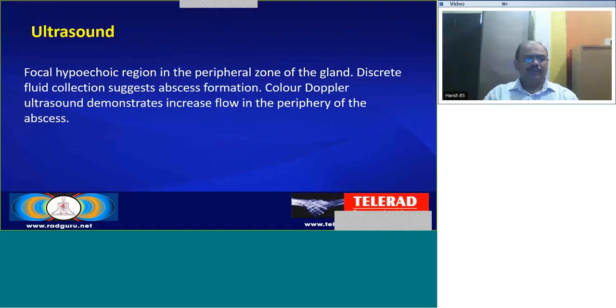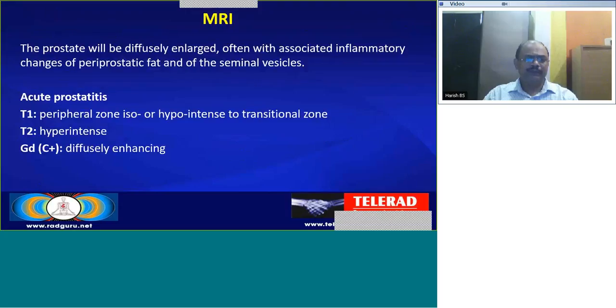Ultrasound demonstrates the abscess as a focal hypoechoic area in the peripheral zone of the gland. Discrete fluid collection would suggest abscess formation. The prostatitis will appear as increased vascularity on the color Doppler evaluation and in the periphery of the abscess.